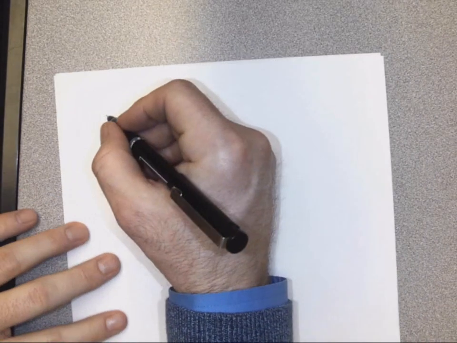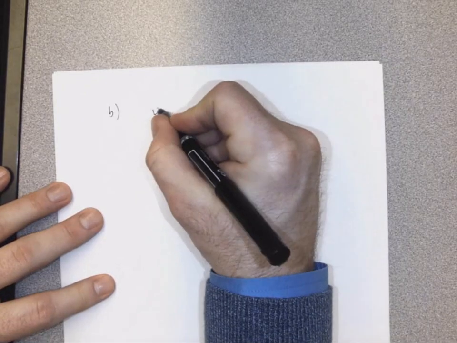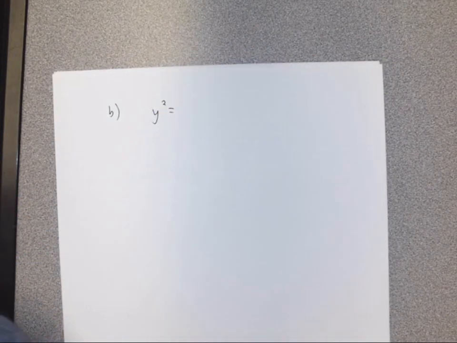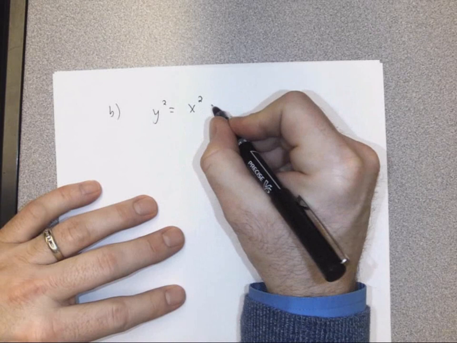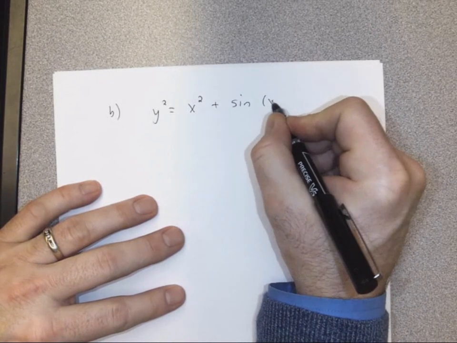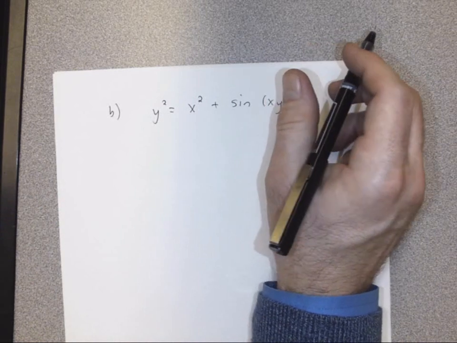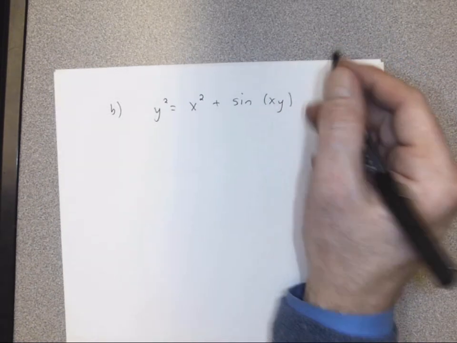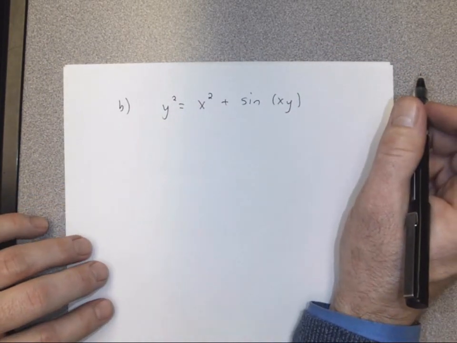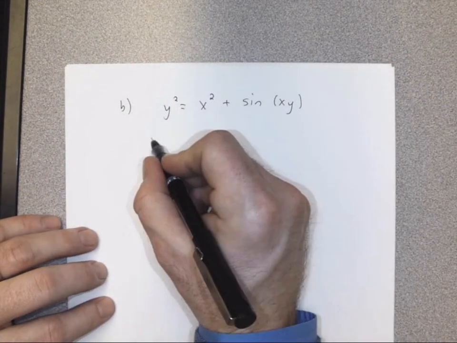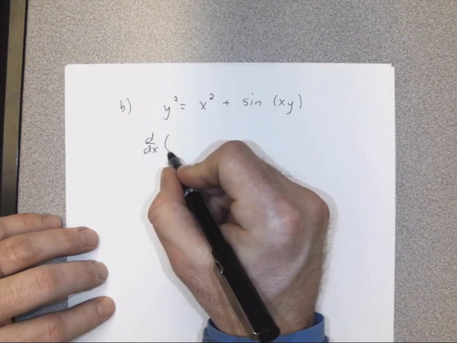Let's do another one. So B was y squared equals x squared plus the sine of xy. Now this, it looks rather tame until you start taking the derivative. And it's because of that product rule that makes it a little messy, okay? So let's take the derivative of everything. So derivative with respect to x of both sides.